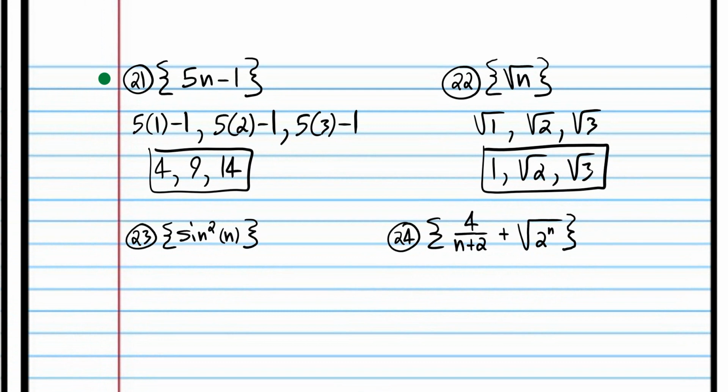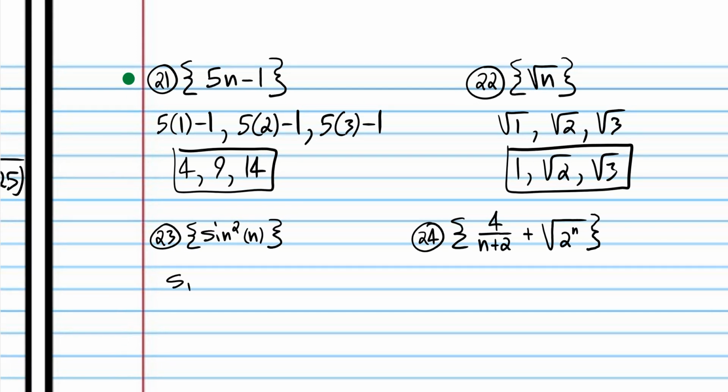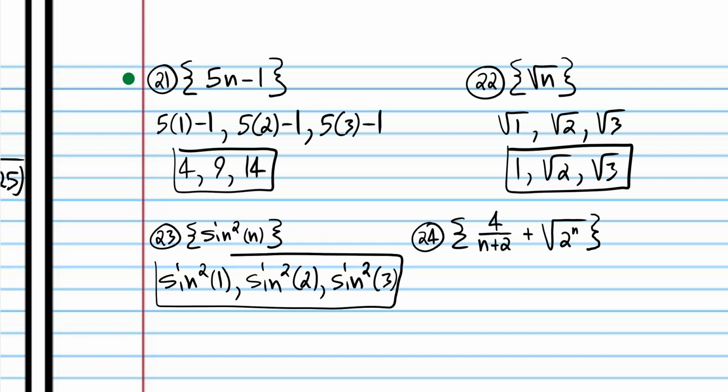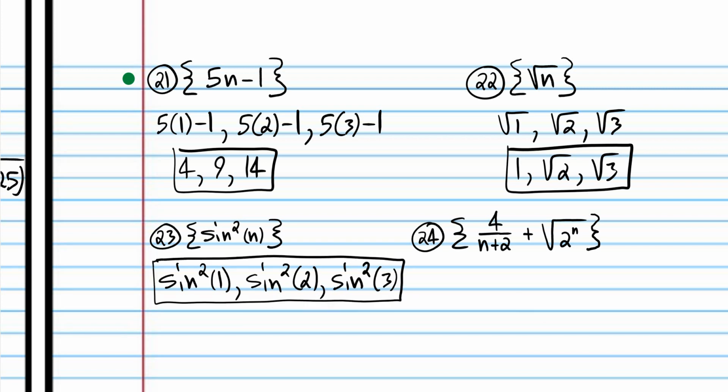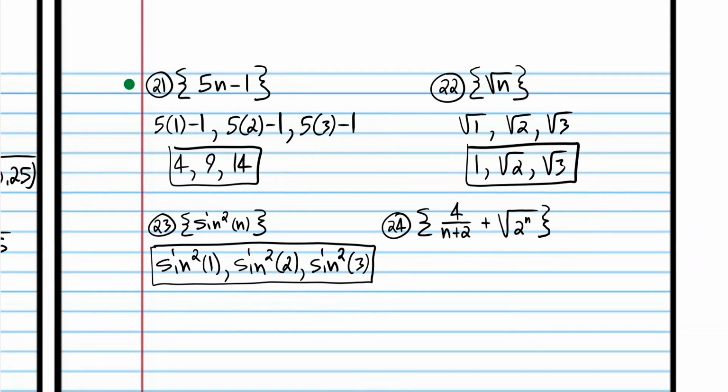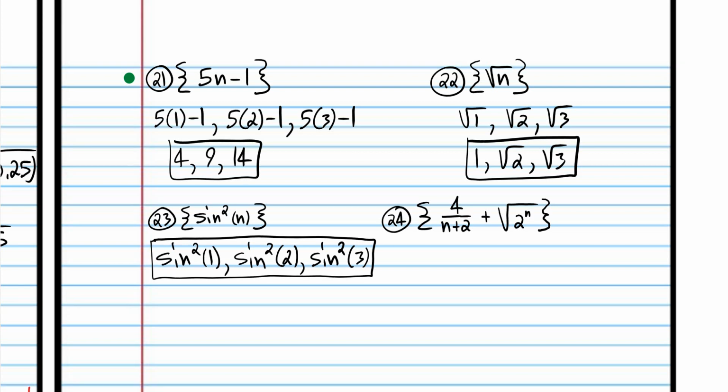Go ahead and try 23. When you come back, we'll do it together. Okay, we're back. So we're going to plug in 1 to find the first term. You plug in 2 to find the second term. And we'll plug in 3 to find the third term. So we could use a calculator to find decimals for our answers, but those decimals would be difficult to deal with, so you don't have to do that.